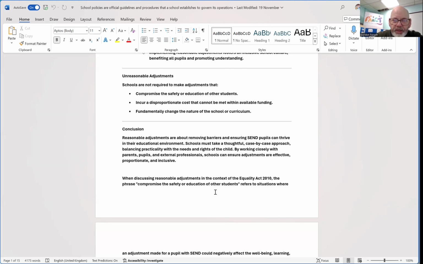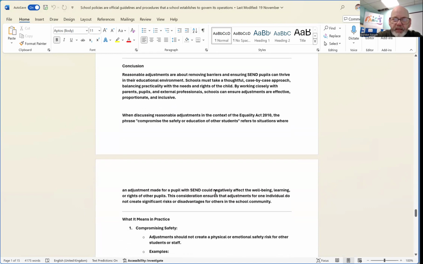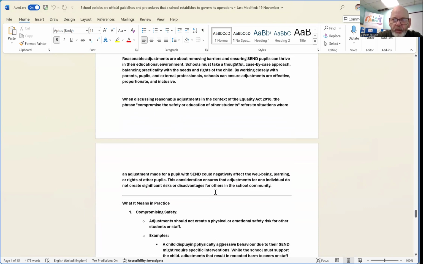When discussing reasonable adjustments in the context of the Equality Act 2010, the phrase "compromise the safety or education of other students" refers to situations where an adjustment made for a pupil with SEND could negatively affect the well-being, learning, or rights of other pupils. This consideration ensures that adjustments for one individual do not create significant risk or disadvantages for others in the school community. And that's really important. We don't want to create problems for other people just for the sake of our child.